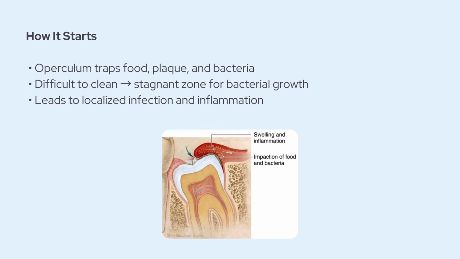Now, the thing with the operculum is it becomes a perfect trap for food, plaque, and bacteria. And since it's super hard for the patient to clean under there, that area becomes this stagnant zone where bacteria can easily grow, leading to localized infection and inflammation. And that's basically how pericoronitis starts.